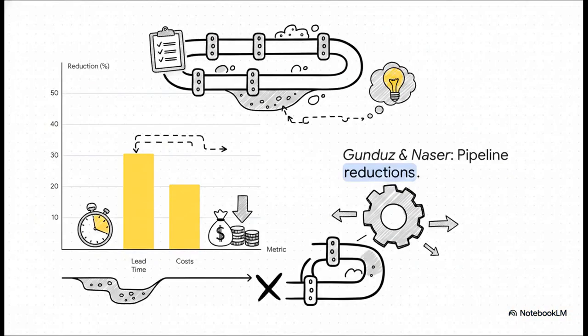When you look at the real-world results, the sheer scale of improvement is just mind-blowing. Let's look at an analysis by Gunduz and Nasser from 2019. They applied value stream mapping to a complex underground pipeline project. By mapping the flow, spotting the bottlenecks, and cutting out the non-value-adding fluff, they achieved a nearly 31% reduction in total project lead time. And it doesn't stop there. They also saw a 20.8% drop in overall costs. So VSM isn't just some academic paperwork exercise. It is a heavy-hitting tool for massive operational and financial gains.